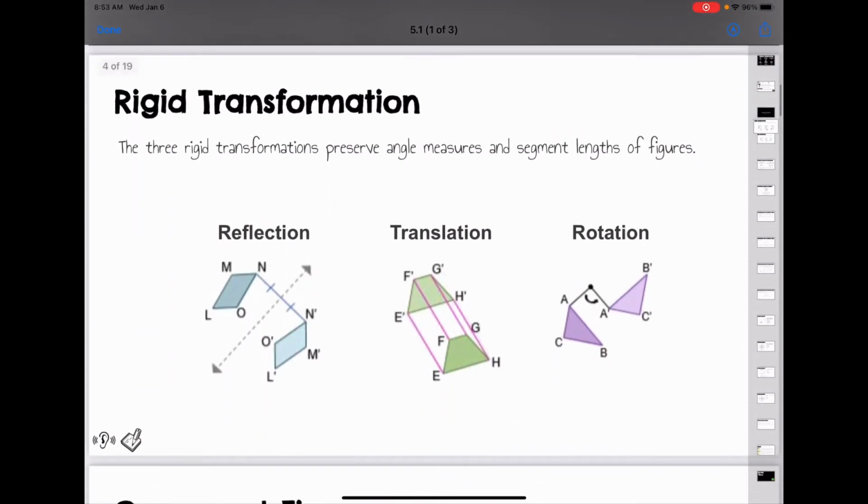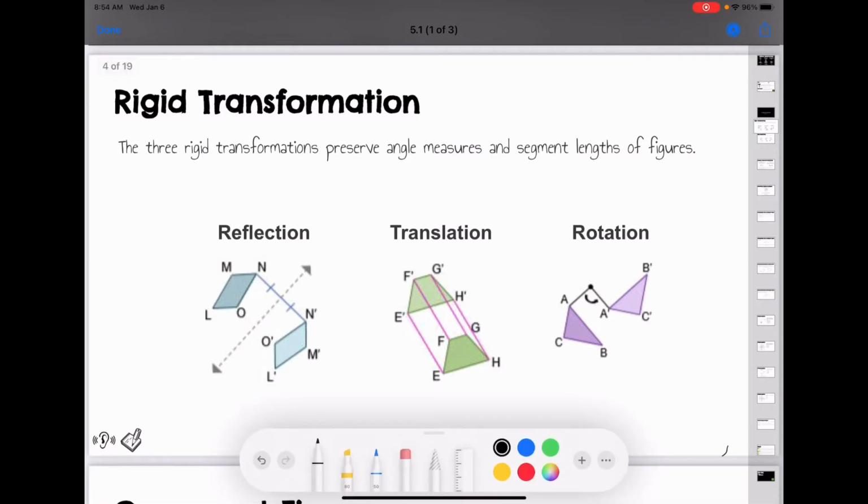Let's do a brief review of rigid transformations. There are 3 rigid transformations: reflection, translation, and rotation. And they are known as rigid because they preserve the angle measures and segment lengths of figures. So the angle measures and segment lengths do not change between each type of transformation. So we know that these are rigid because they preserve angle measures and segment lengths.